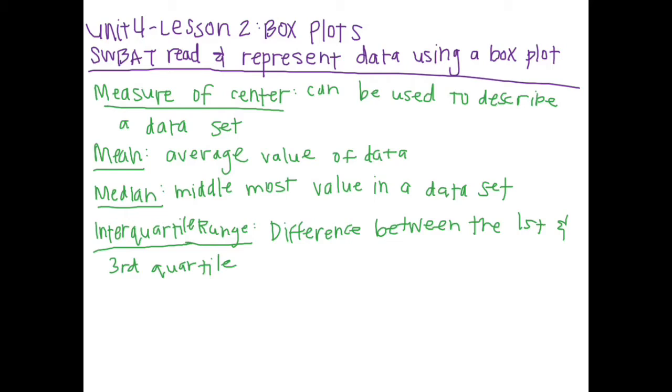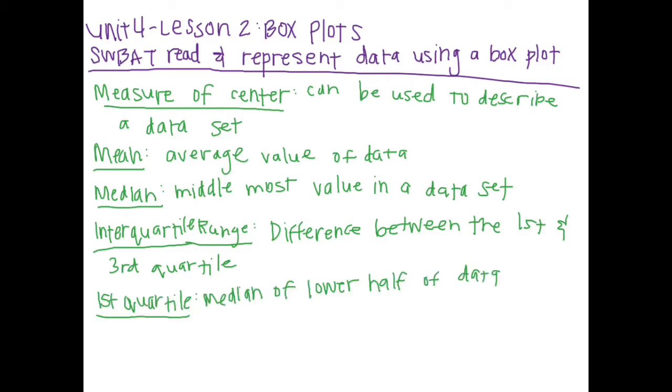So first quartile is the median of the lower half of data. If you had a set of data and you picked out the median, you would take the middle number, and that would divide the list of data into the lower half and the upper half. If you take the middle of the lower half, that's the first quartile. And you can probably guess that the third quartile is the median of the upper half.